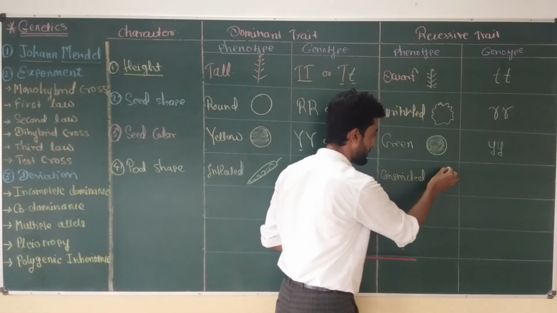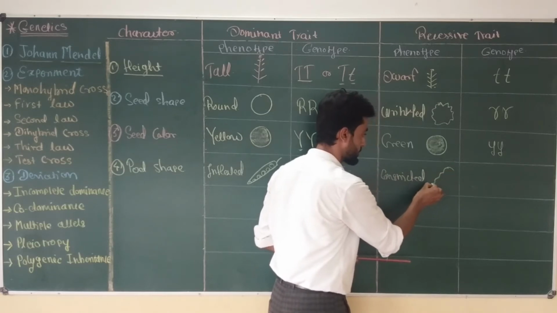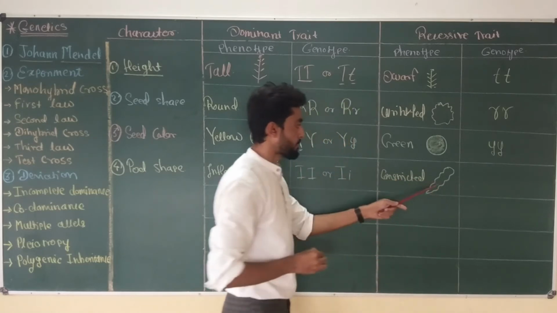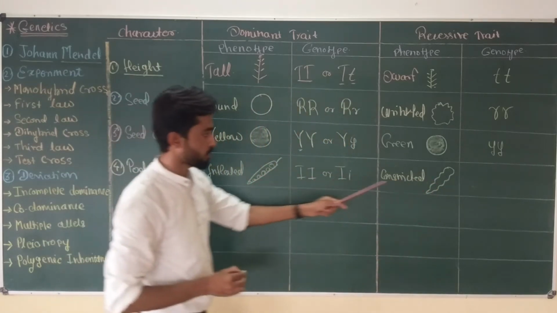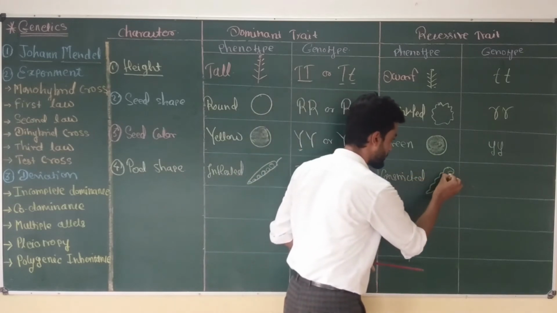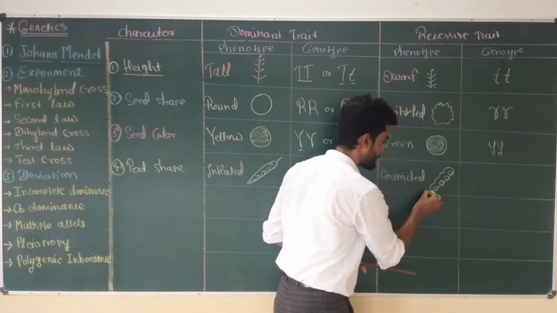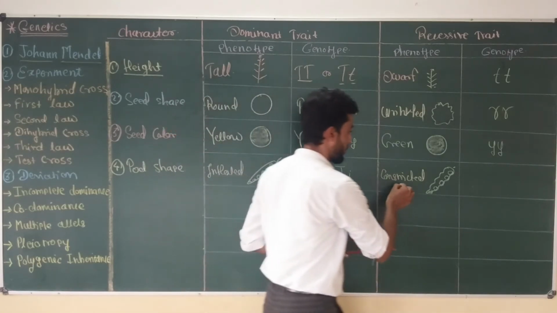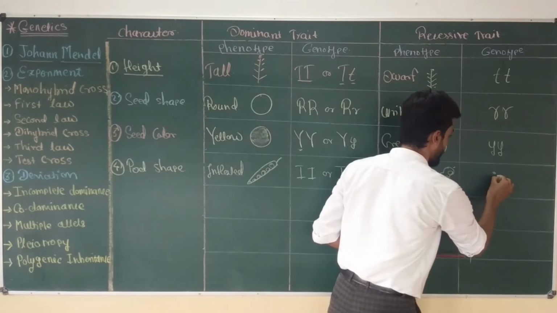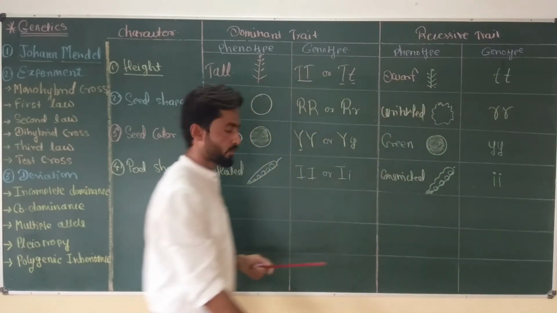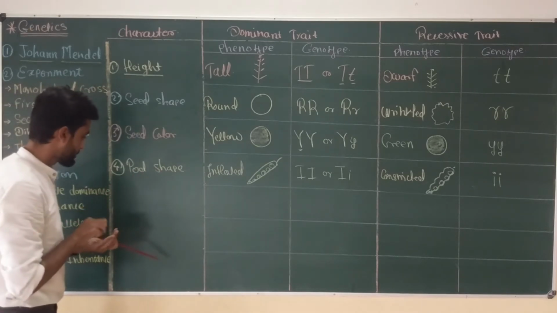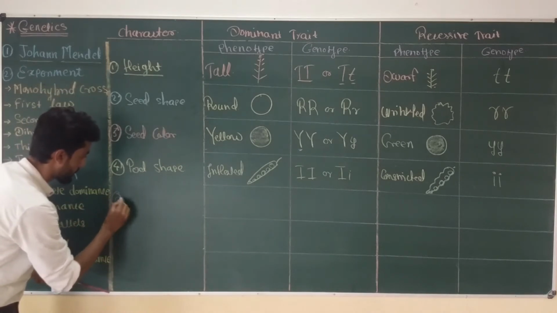In this case, you can easily find such constrictions on the pod of the garden pea plant. The surface of the pod is not smooth, but constricted, and inside this pod seeds are present. Now this constricted recessive trait will always have genotype small i, small i. So character number 4 is related to the pod and its shape. Now character number 5 is pod color.